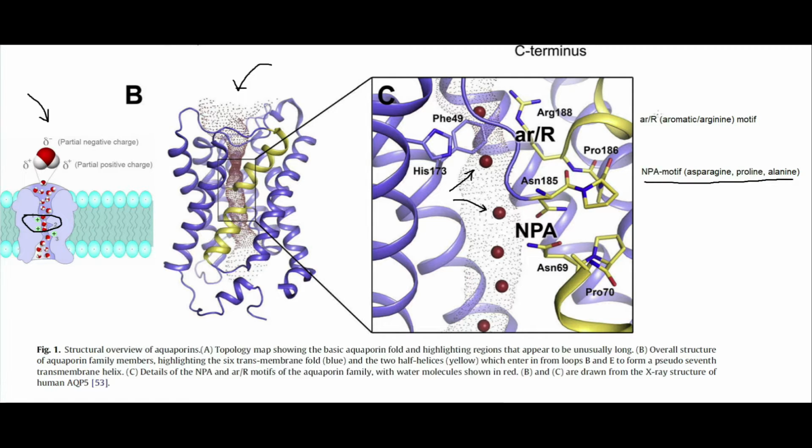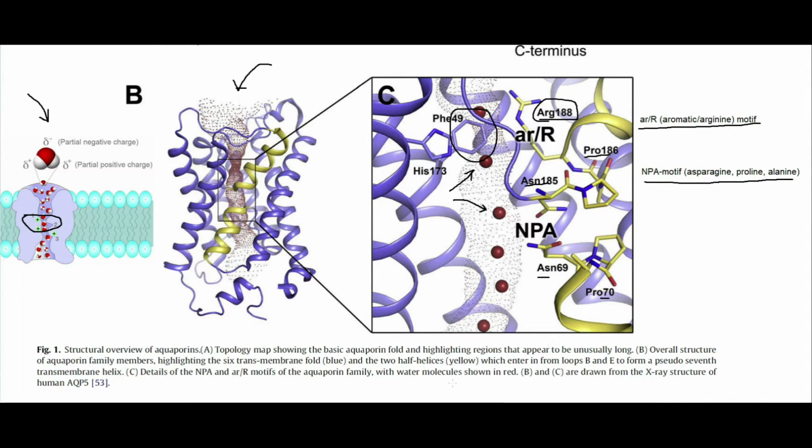And these channels have this conserved aromatic arginine motif. So this arginine right here, then aromatic would be this phenylalanine here. And then, of course, we have this NPA motif, which is in yellow on here. So we have this proline here. We have this asparagine here. We have this proline and this asparagine here. And so you can see that this has a lot of asparagines and prolines and alanines in this motif.